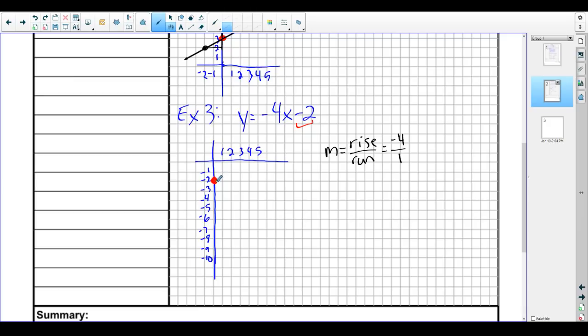So from here, I'm going to go 4 down. So 1, 2, 3, 4. And over by 1. And then we can do it again. We can go 1, 2, 3, 4 down. And 1 over. And that's our slope of negative 4. Plot that one.